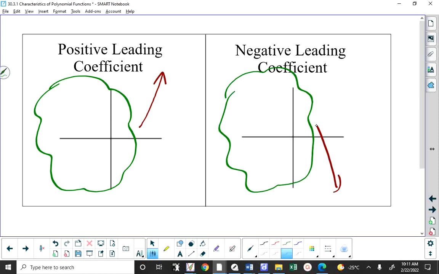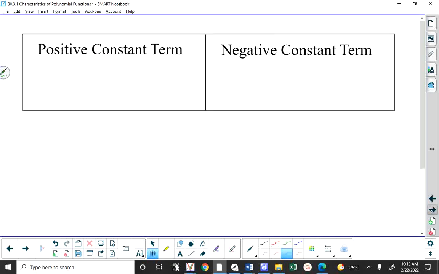Like, is it odd or the function? Is it odd or is it even? Any questions on that? All right, we have one more thing that we want to take care of, and it's what the positive constant term and the negative constant term tell you.